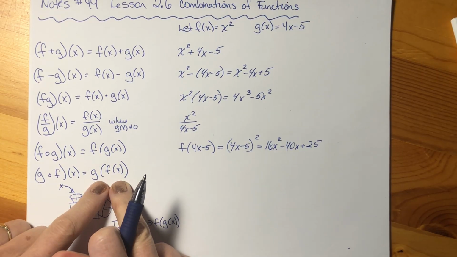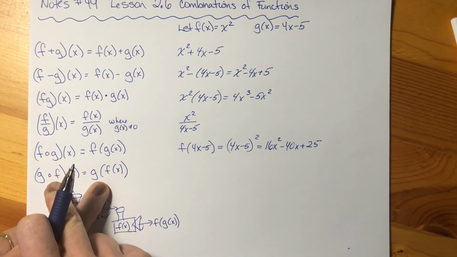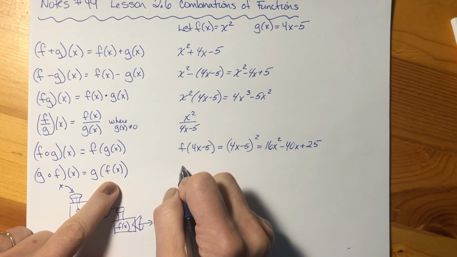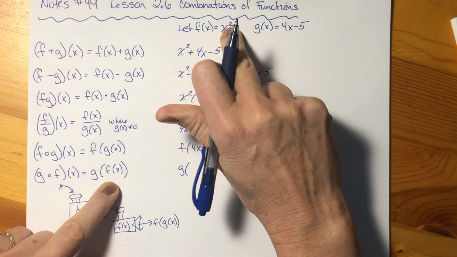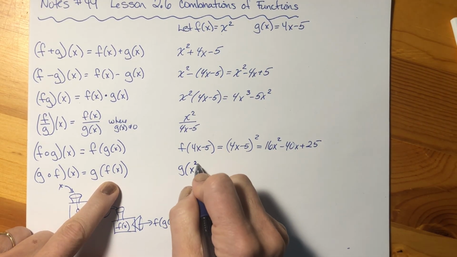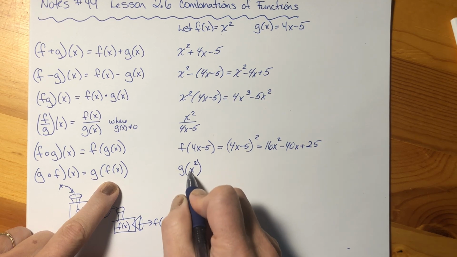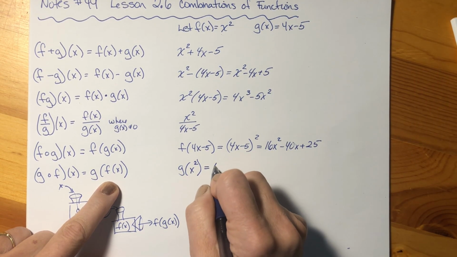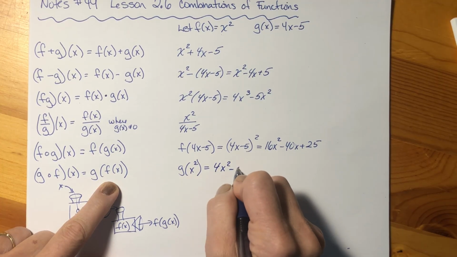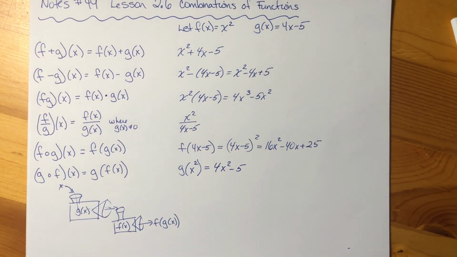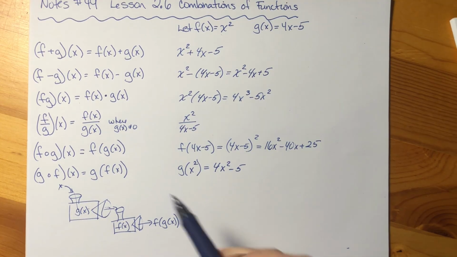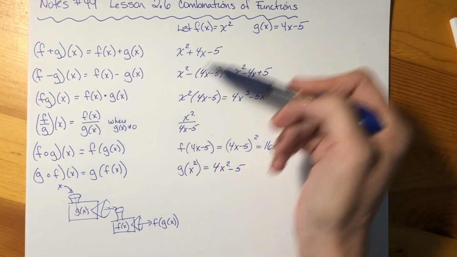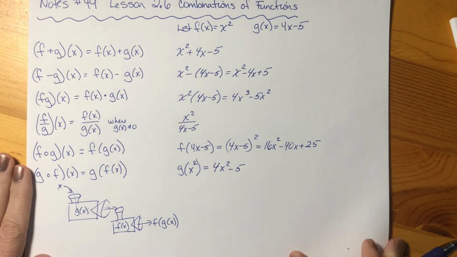Notice that now in the second one, g of f of x, we're going to start inside on the f function. So we're going to have g of f function is x squared. So in the g function, everywhere I have an x, I'm going to replace it with x squared. So 4x squared minus 5. Isn't that wonderful? Okay, so we have all of the functions we're using, all of the rules, and then we have an example of each.